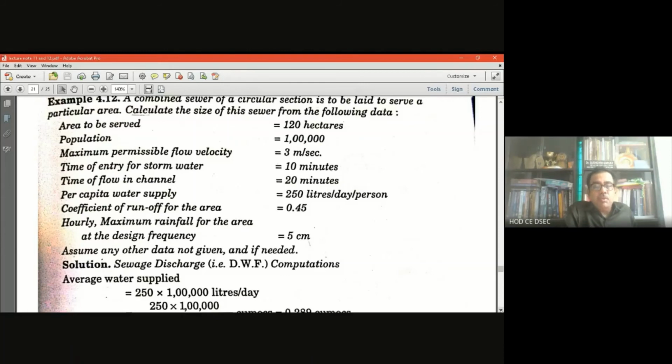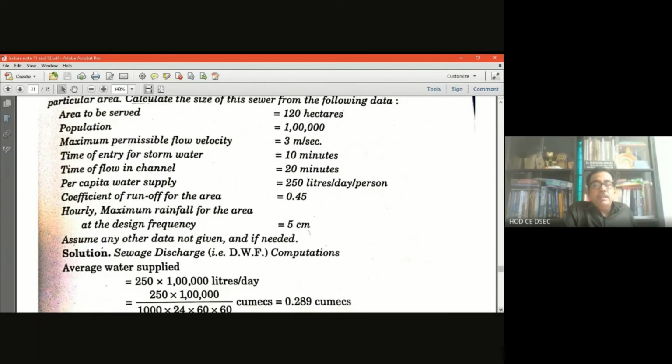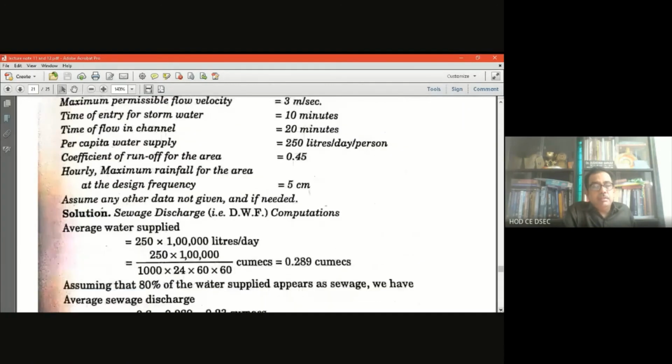The POC two component is given in the question. Per capita water supply is given. Coefficient of runoff C, which will be needed for the rational formula for determining the discharge of the storm, is also given. Hourly maximum rainfall for the area at the design frequency is also given, and any other data.